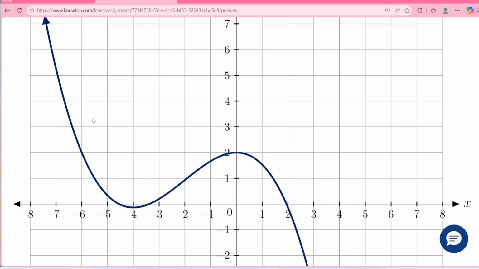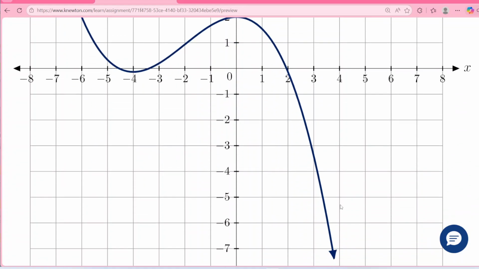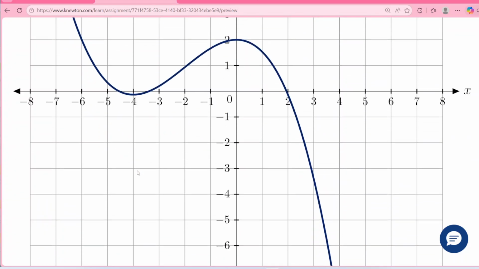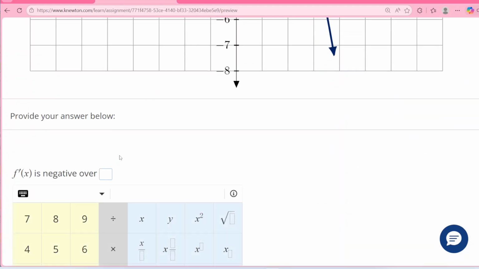So if you look at this, from -infinity up until -4, the function's decreasing, so the derivative will be negative. And then from -4 to 0, it's increasing, going up, so the f prime will be positive, so not that interval. And then it looks like from 0 onward, it's going down, so the derivative will be negative. So this derivative, f prime, will be negative from -infinity to -4.